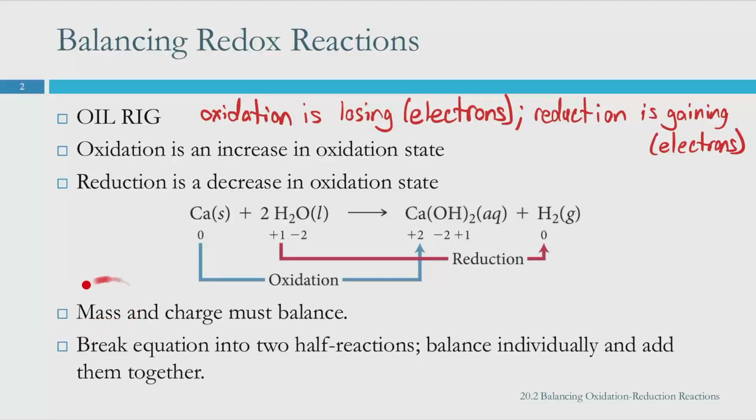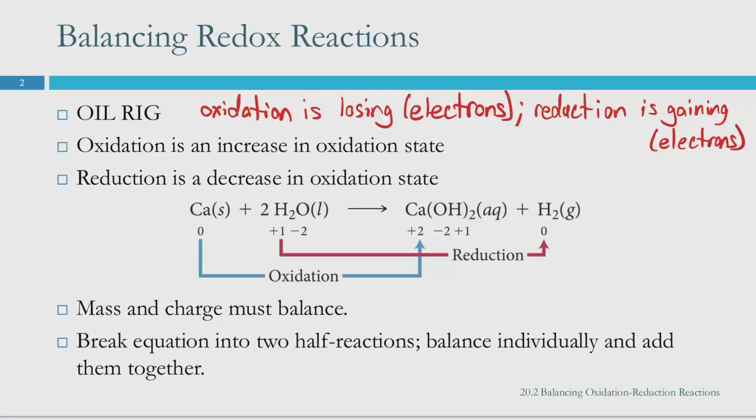So normally we were just balancing for mass. When we're doing redox reactions, we also have to balance for charge, and this adds a couple of extra steps. And so the way that we are going to do this is we're going to break our equation into two half reactions. We're going to separate our oxidation half reaction from our reduction half reaction. So in this case, we would be pulling out Ca goes to Ca(OH)2, and that would be one half reaction. We would write that out separately by itself.